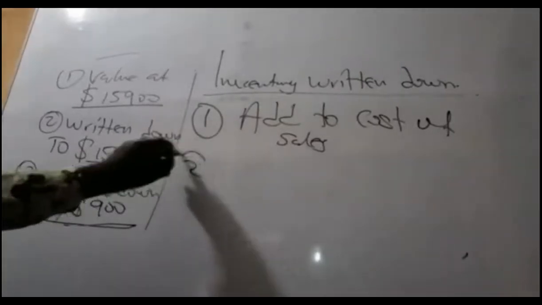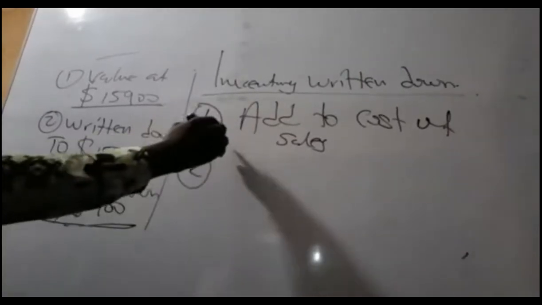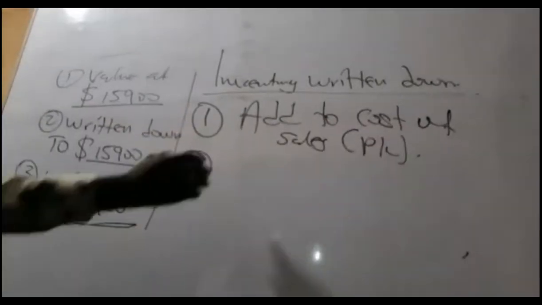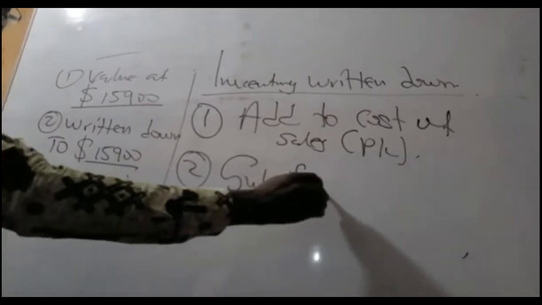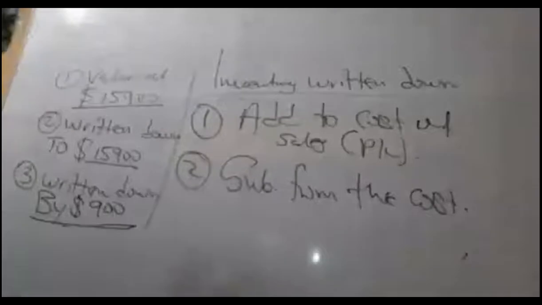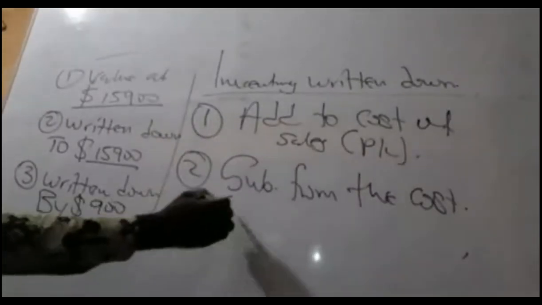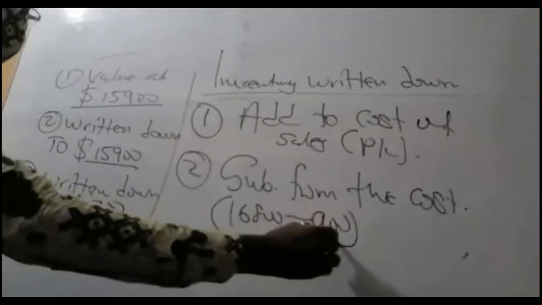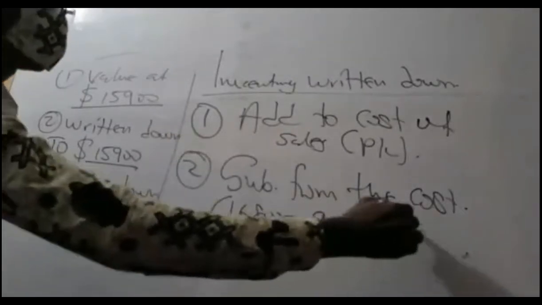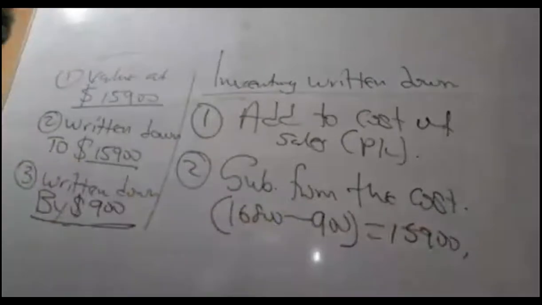Two, this one goes to the P&L. Okay, this one goes to the P&L. Two, subtract it from where? The cost of the inventory. So subtract from the cost. So if I do it like this, 16,800 less 900, that gives us 15,900. I've not done anything.